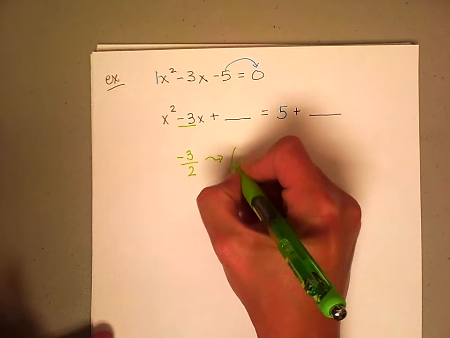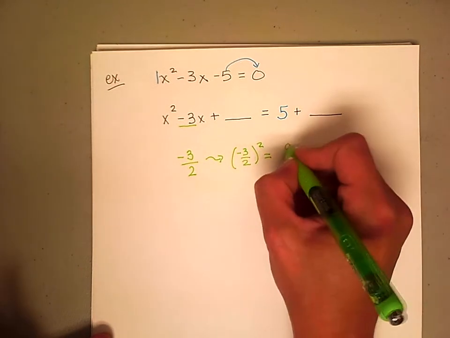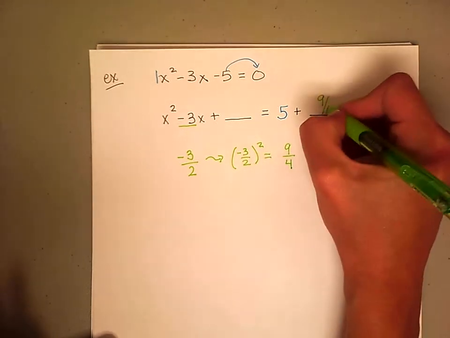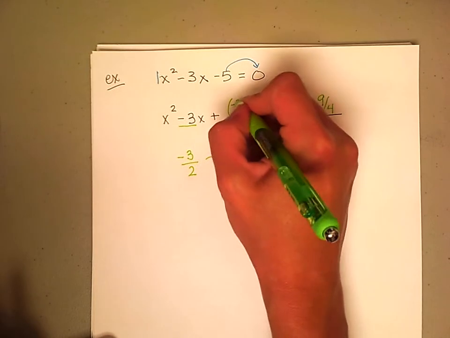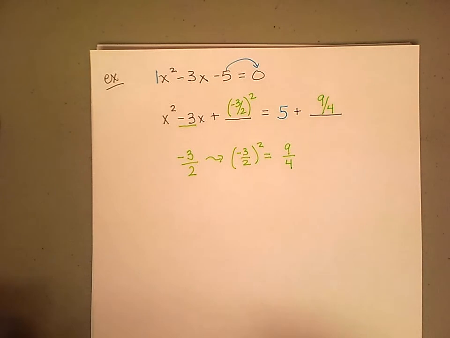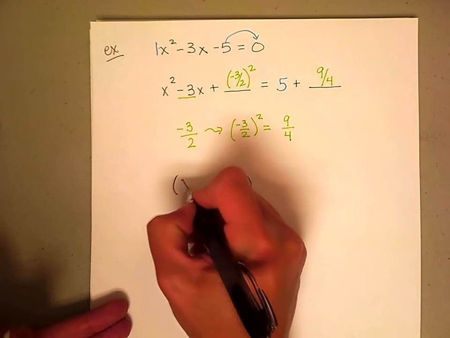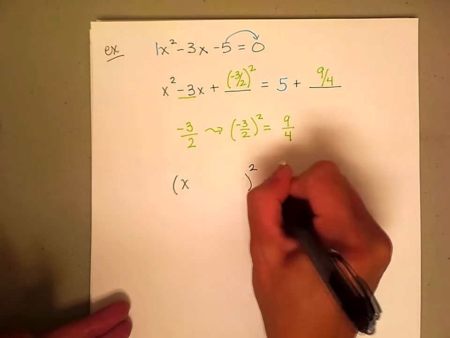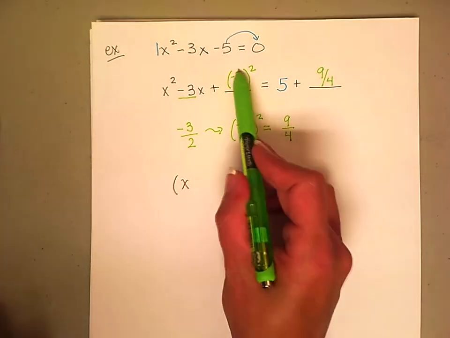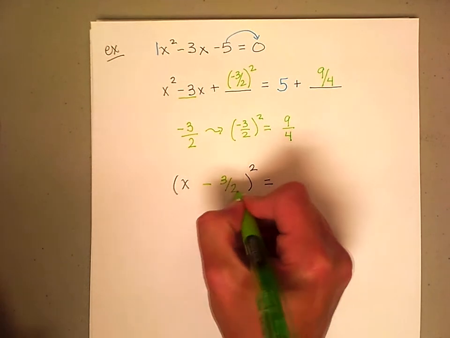So I need to square that result to get positive 9 over 4. That's what I add to this side. And on this side, I write negative 3 halves squared. I know this will collapse into some quantity of x, squared. Okay. And from that, I look right in here: x minus 3 halves squared.